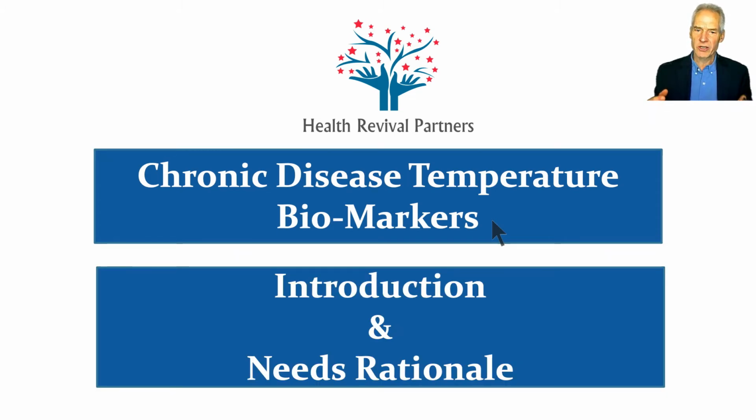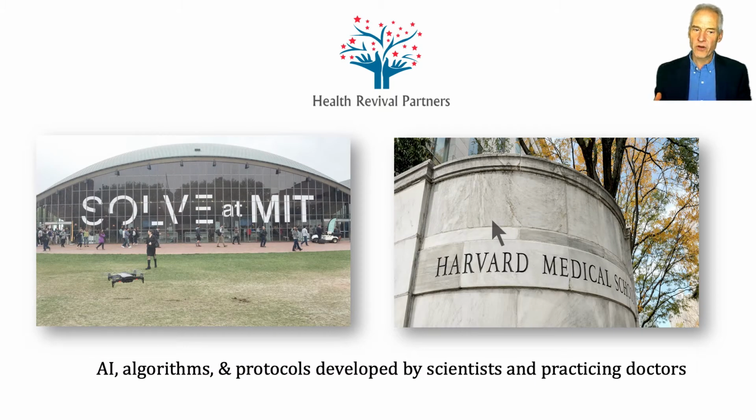So as an introduction, I really want to go into what I call a needs rationale. We have a crisis in terms of chronic diseases, but also a lot of early mortality, and the U.S. suffers more early mortality than any other developed nation on average. So let's look into what's going on and what we can do to resolve this problem. First of all, our AI and our algorithms and protocols are developed by scientists at MIT and practicing doctors at Harvard Medical School.